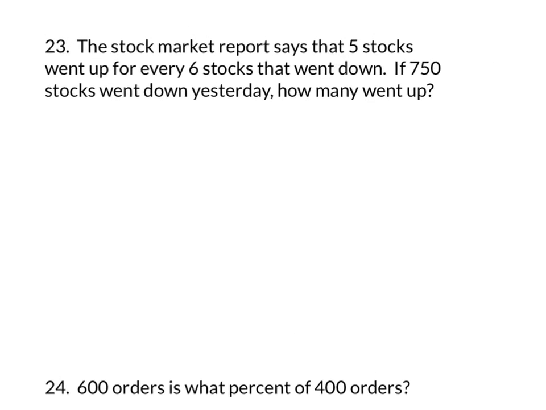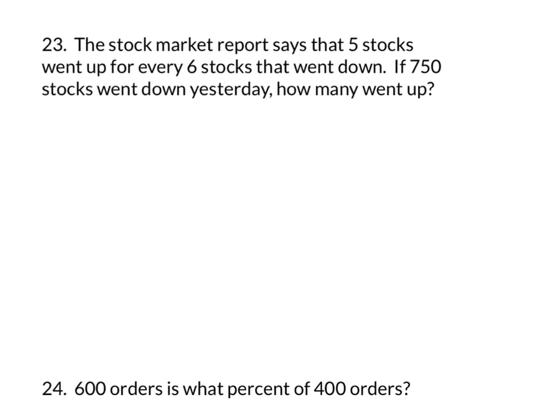So the first problem that we have is problem number 23. The stock market report says that 5 stocks went up for every 6 stocks that went down. If 750 stocks went down yesterday, how many went up?